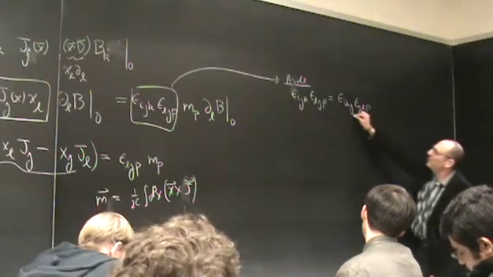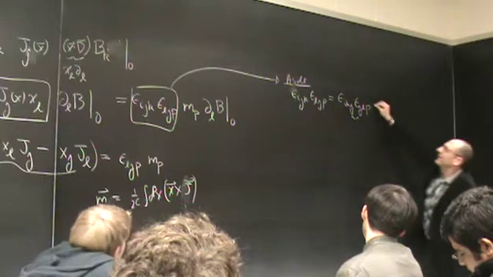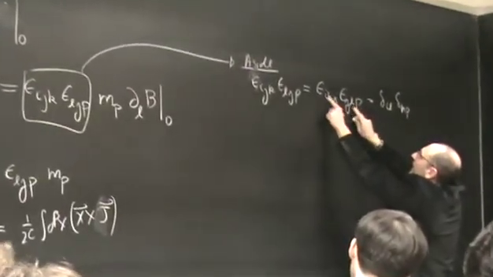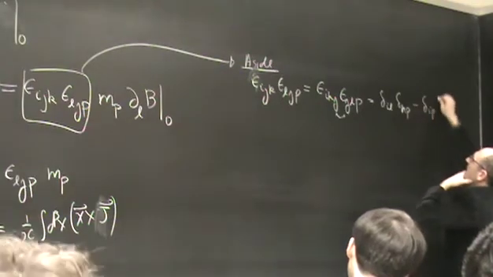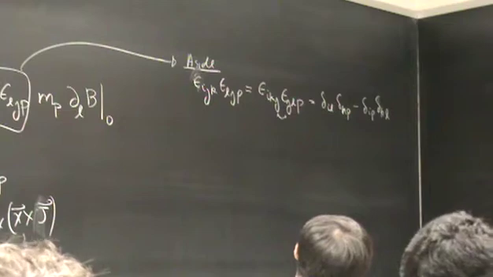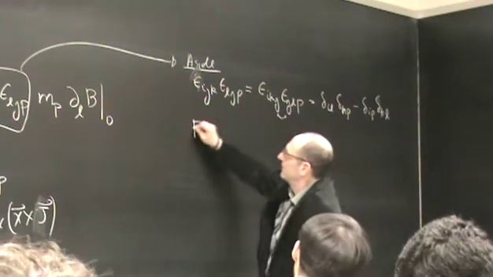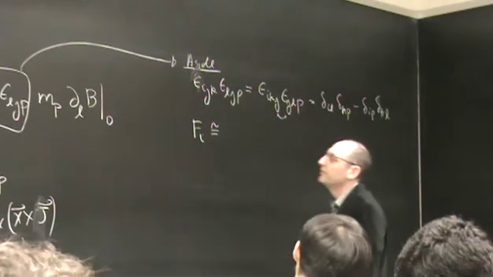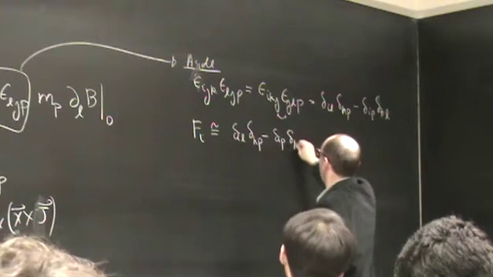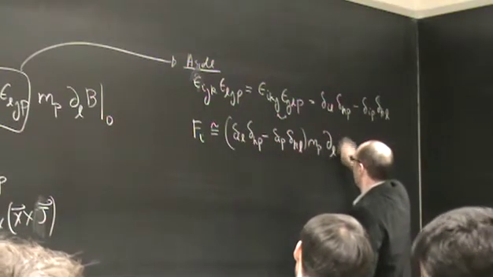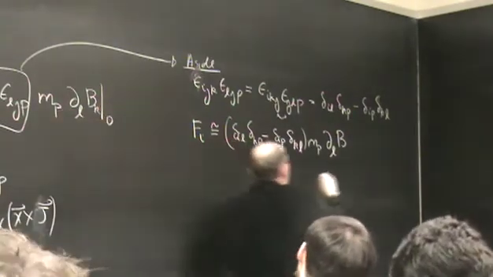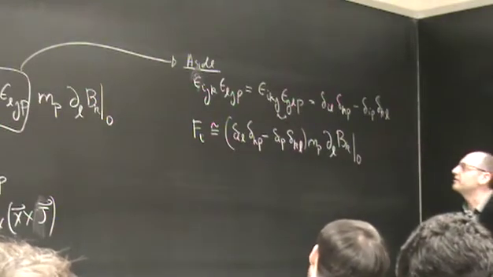Now we sum over j, a repeated index, and this is equal to delta IL delta KP minus delta IP delta KL. Put that back into our expression for the force, and what we find is that this is approximately equal to delta IL delta KP minus delta IP delta KL, times m_p, partial with respect to L of the magnetic field's K component, evaluated at the origin, or the center of the loop.